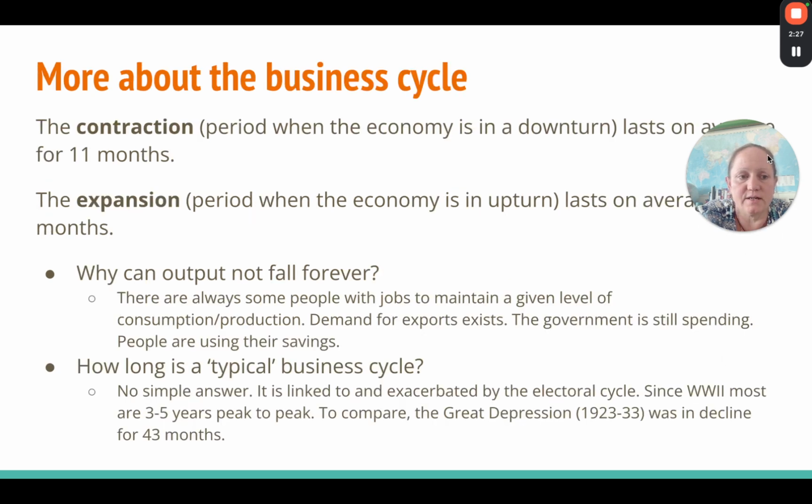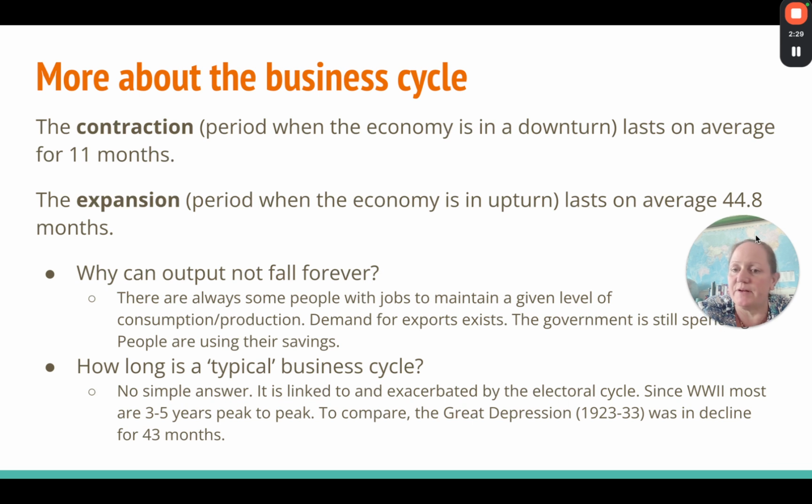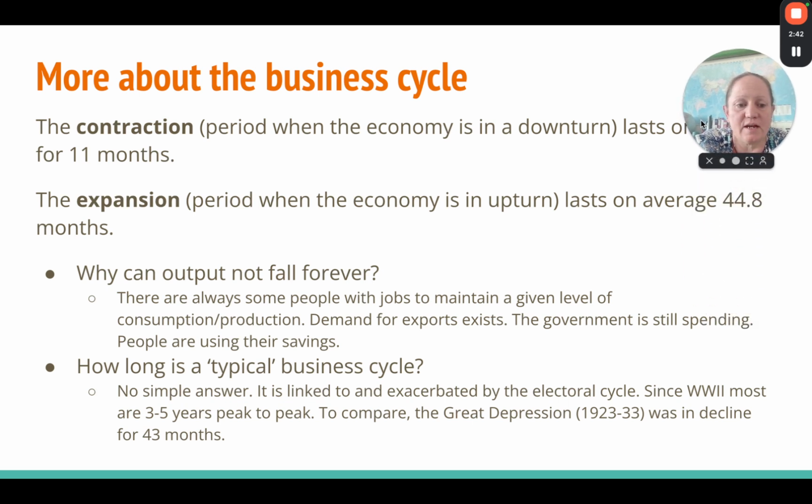A contraction can last a different period of time depending on the year and the time period. On average, it's around 11 months, and the expansion is usually longer, on average 44 months. There are different times in history when they lasted even longer. The Great Depression was in decline for 43 months instead of 11 months. Okay, and since World War II, most of them go about 3 to 5 years peak to peak.